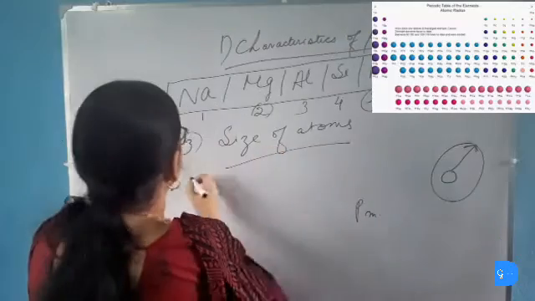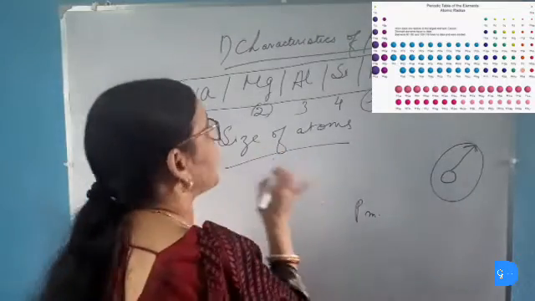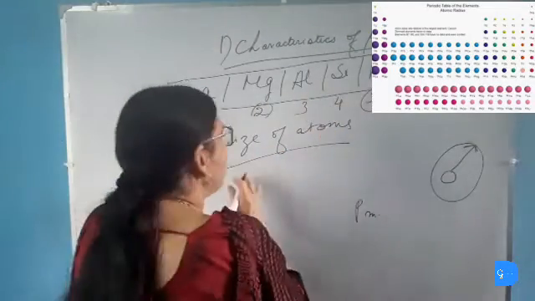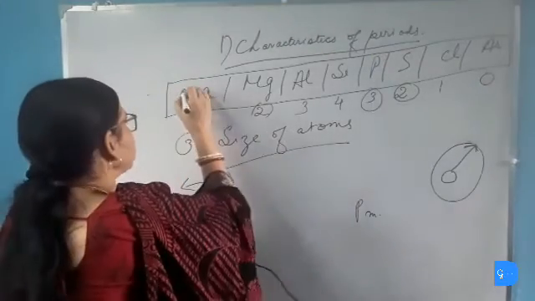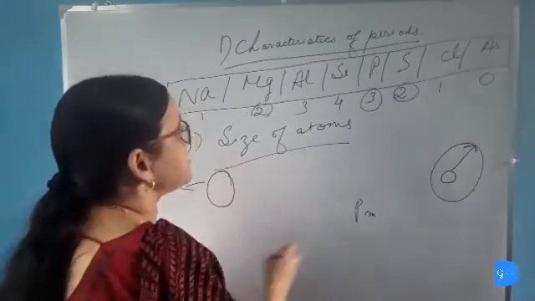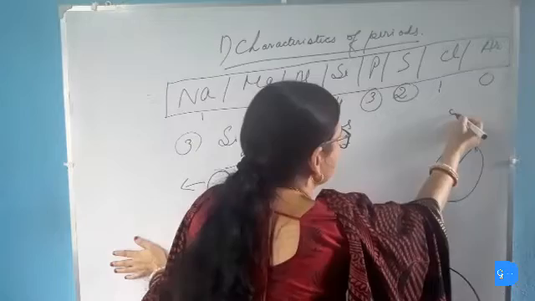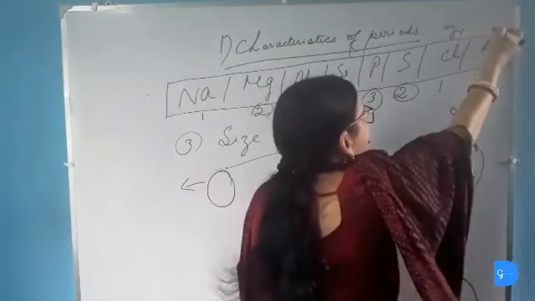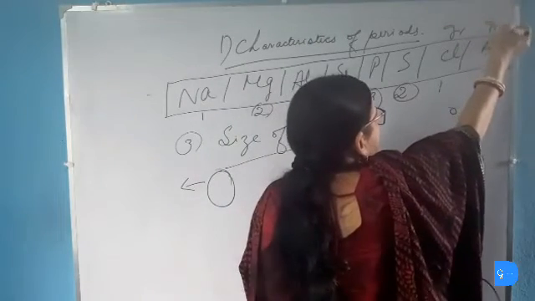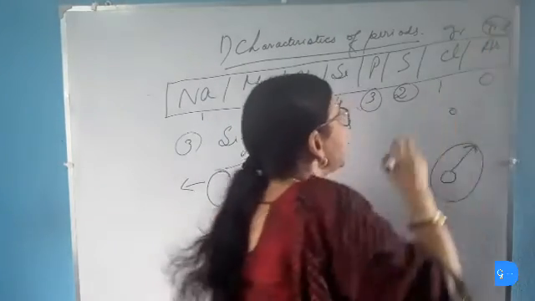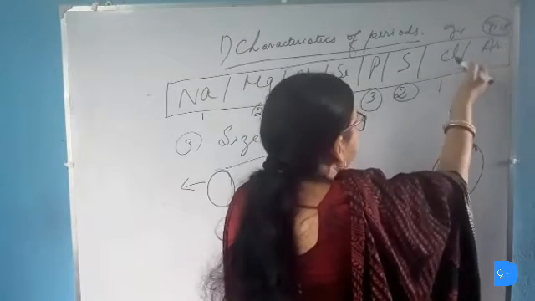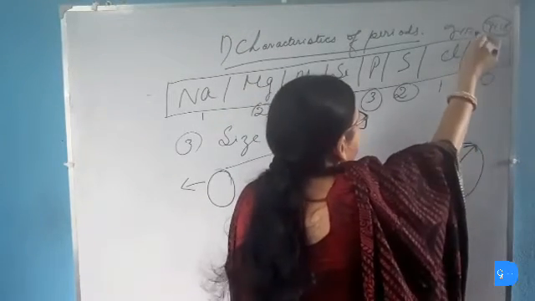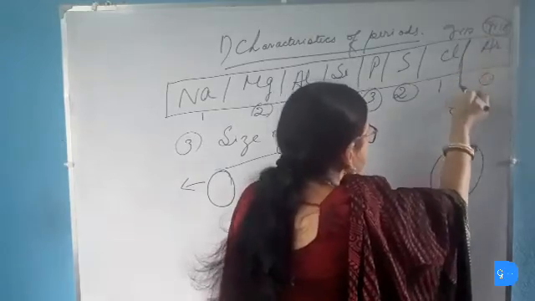Now in a period we will see that the atomic size or atomic radius of the elements becomes smaller. For example, in the third period of the periodic table, the first element sodium has the biggest atomic size, whereas chlorine has the smallest atomic size. We will not consider these group 18 elements because these are known as inert gases or unreactive gases. The size of these inert gases is comparatively bigger than that of group 17 elements. So we will consider up to chlorine.